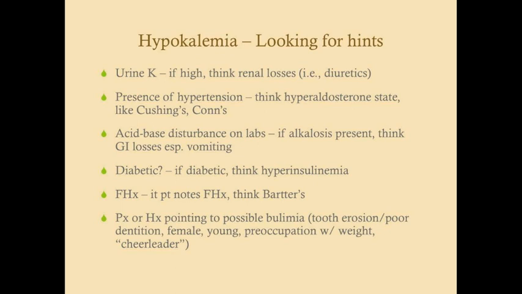If the patient has an acid-base disturbance on labs, if their blood pH is below 7.35 or above 7.45, in the case of hypokalemia, usually alkalosis, so above 7.45, you should think of GI losses, especially vomiting. If the patient is diabetic, then you should think of hyperinsulinemia because they probably have insulin that they're prescribed. And if the patient has a family history of hypokalemia, and usually you're not going to see this because patients usually don't remember, they'll remember their family history of cancer or of COPD or something of that nature, but they're not going to remember their family history of hypokalemia.